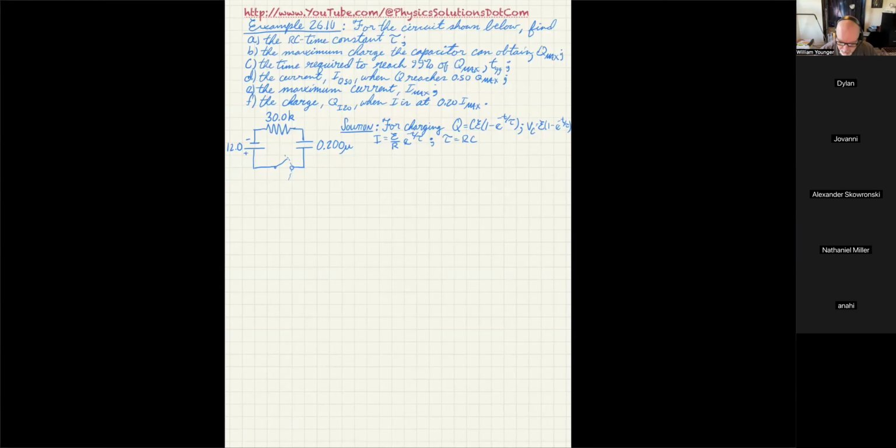So here's the problem. It says example 26.10: for the circuit shown below, find (a) the RC time constant tau, (b) the maximum charge the capacitor can obtain, which I named Qmax, (c) the time required to reach 99% of Qmax, which I called T99, (d) the current I sub Q50 when Q reaches 50% of Qmax, (e) the maximum current Imax, and (f) the charge Q sub I20 when I is at 20% of the maximum. Those are the typical types of questions they ask.